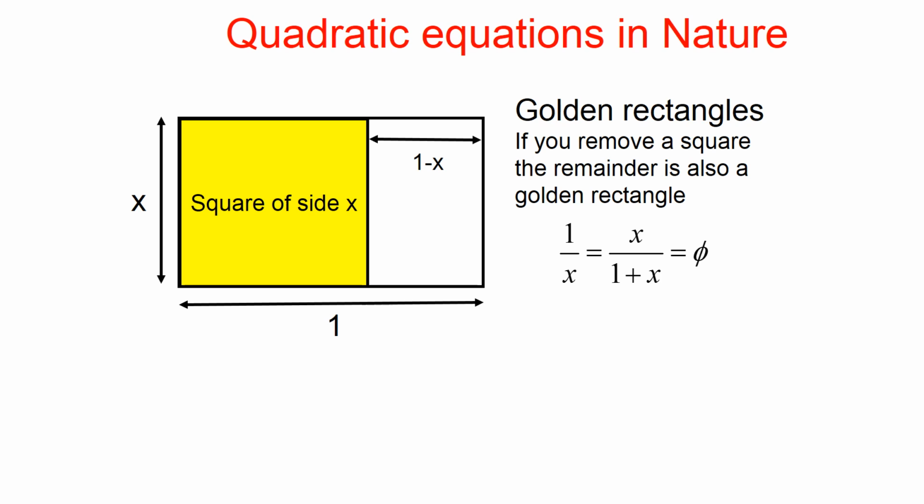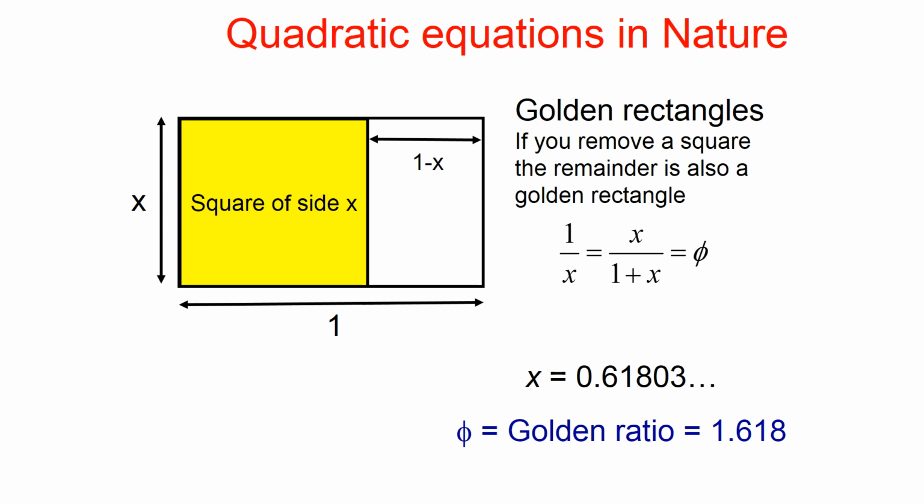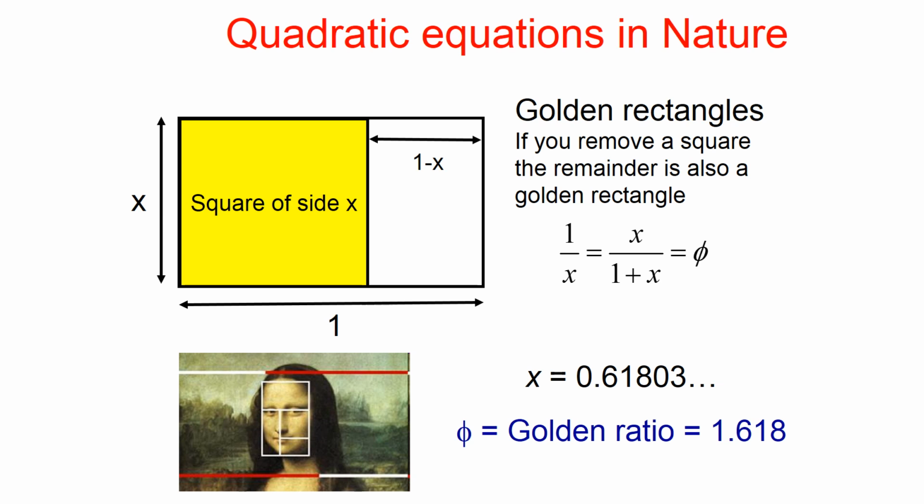Now you can solve that, and there are a number of ways to solve that, but you end up getting x is this irrational number here, and this is really quite important. Also, this is quite a pleasingly shaped rectangle, and artists figured this out. It's supposed to be plus x. Is it? Yeah.